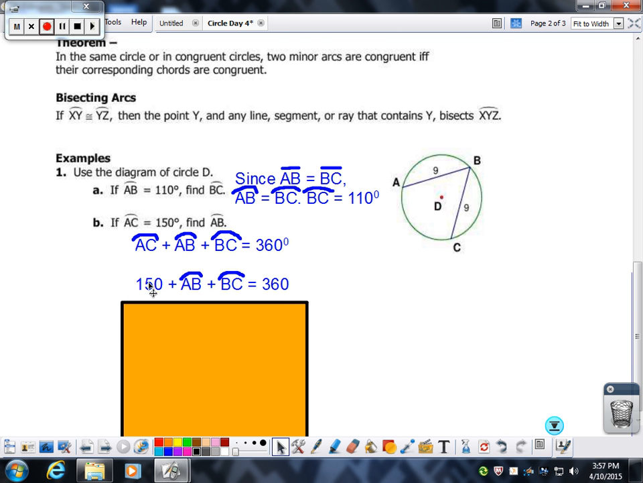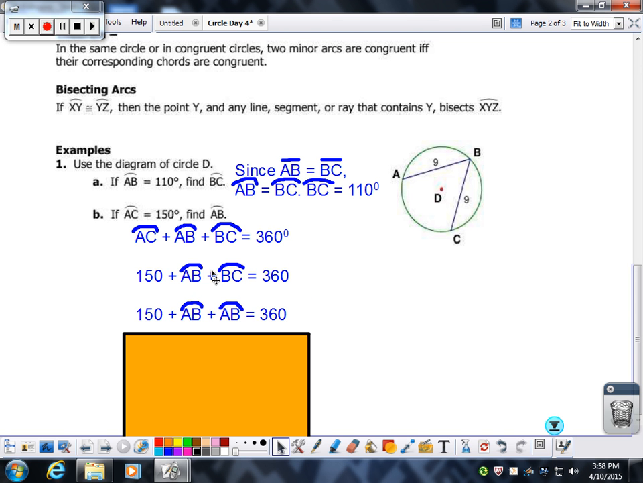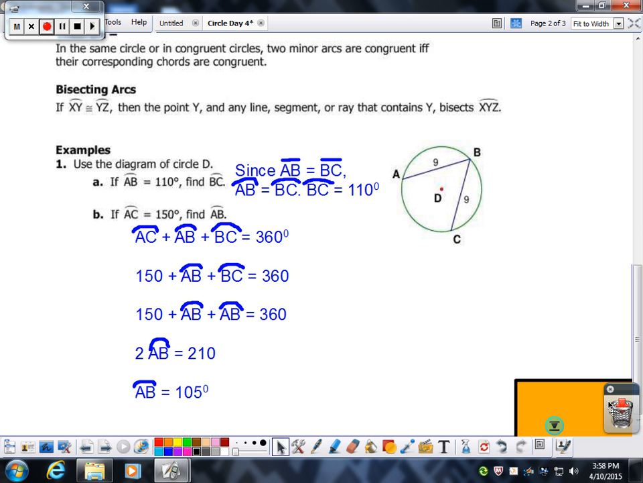Arc AC is 150 degrees, so 150 plus arc AB plus arc BC is going to equal 360. I know that AB and BC are the same, so I can substitute AB in and get 150 plus arc AB plus arc AB will equal 360. Arc AB plus arc AB is 2 arc ABs. If I subtract over the 150, then 2 arc ABs equals 210. Then if we divide by 2, we would see that arc AB equals 105 degrees.